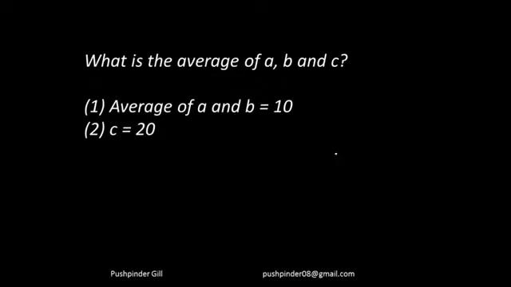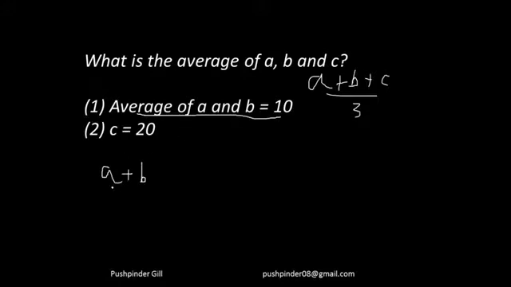What is the average of A, B and C? You should always write what the question is telling you about. He's asking me the average of A, B and C, so I need to know the value of this thing here. First of all, he's saying the average of A and B is 10, so I know (A plus B) upon 2 is equal to 10. Is it sufficient? No, it's not, because I don't know the value of C.